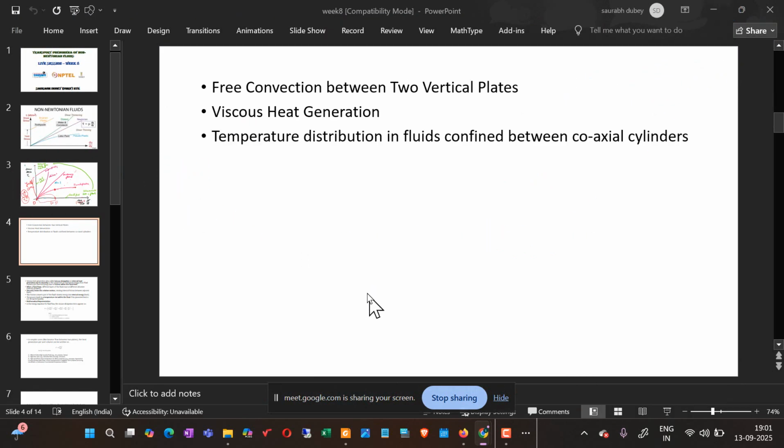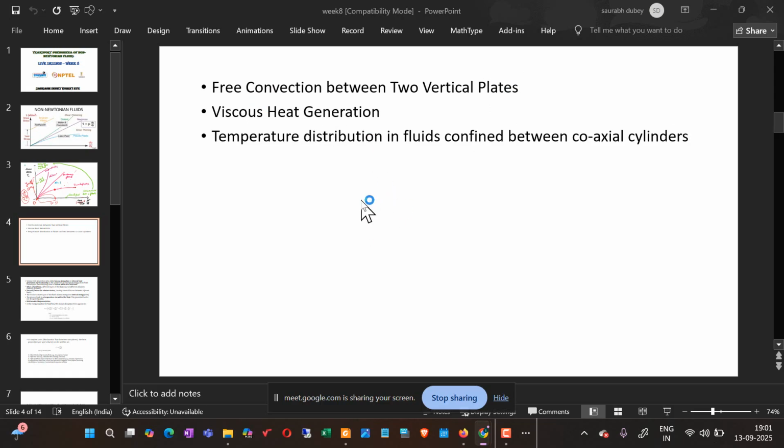explain things. Yes. So lectures 25, 26, and 27 of the eighth week, we were discussing free convection between two vertical plates, then viscous heat generation, and then temperature distribution in fluid confined between coaxial cylinders. For free convection between two plates, we have taken the standard Cartesian coordinates, and also for the viscous heat generation, the gap between the two plates.